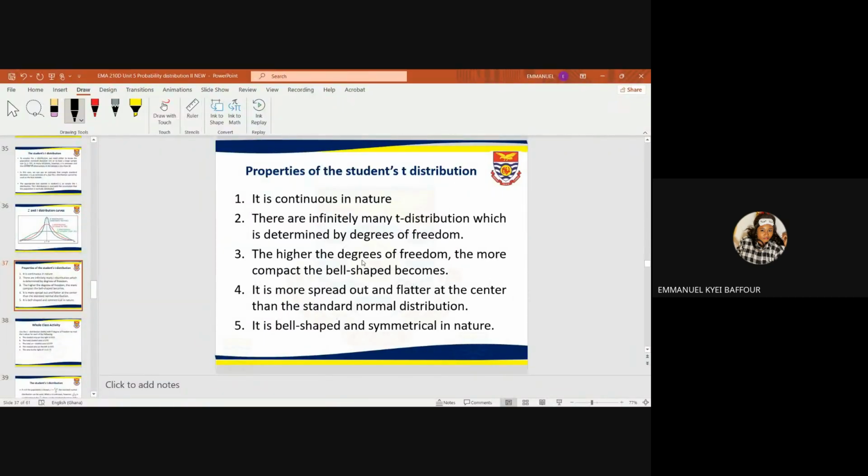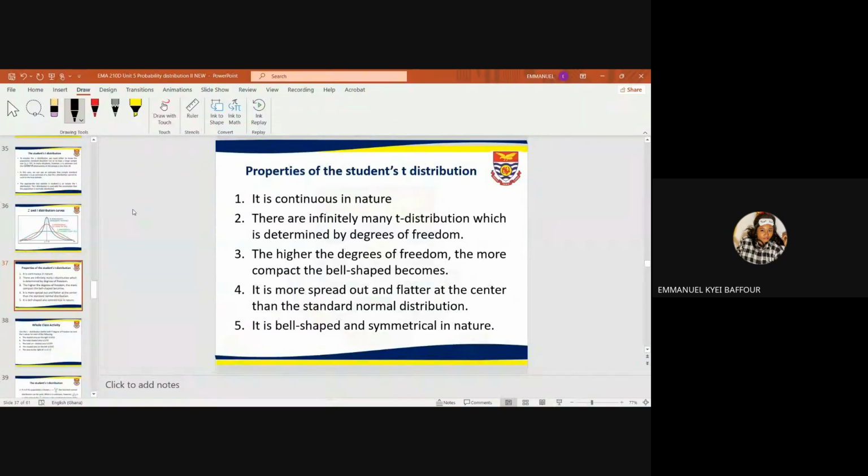Now that one too has some properties that are quite similar to that of the Z distribution. For this distribution, it is continuous in nature, as in the case of the Z distribution. But there are infinitely many T distributions, which are determined by degrees of freedom. Yes, because your sample size will be given.